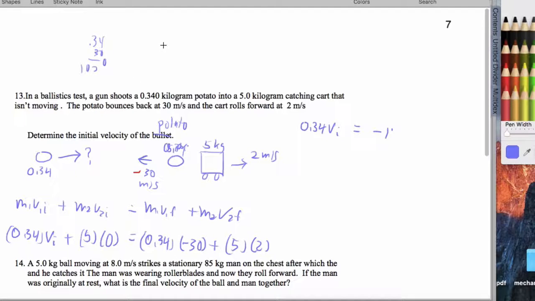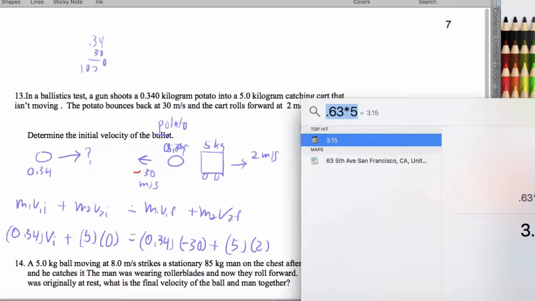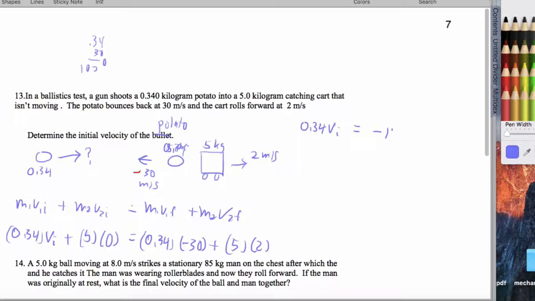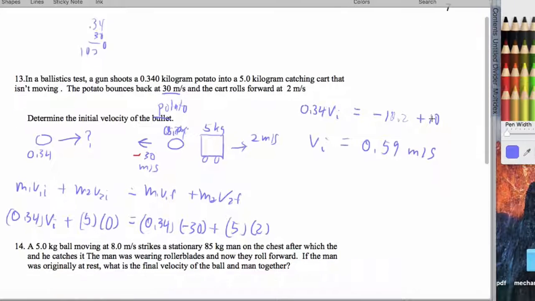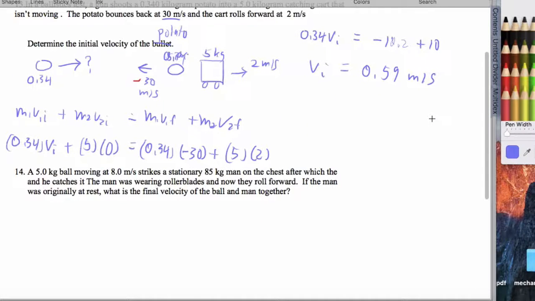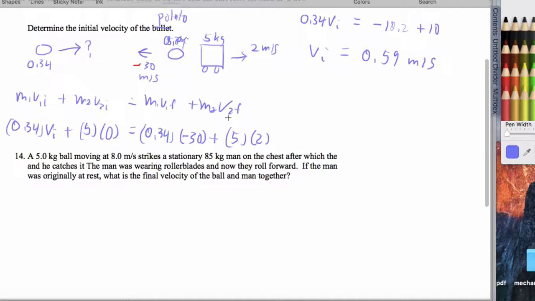All right, so 10.2. So, is that right? Okay, so negative 0.3, that's about 10.2. Okay, plus 10. So we're going to end up getting a V initial of about 0.59 meters per second. I should have made this speed a little bit bigger, actually. That's okay. There's a technicality to this, but we should have got about 0.59 meters per second when we combine this.